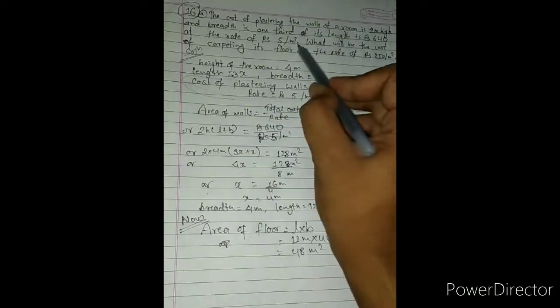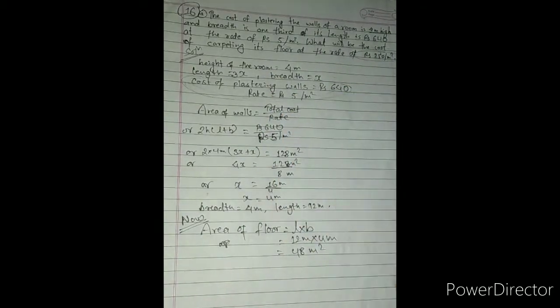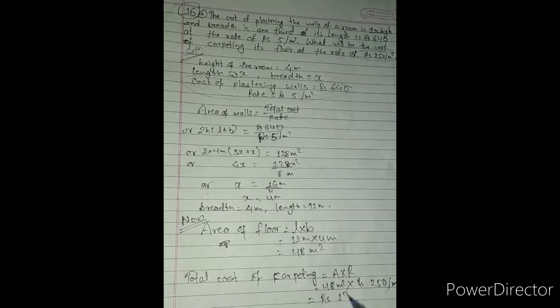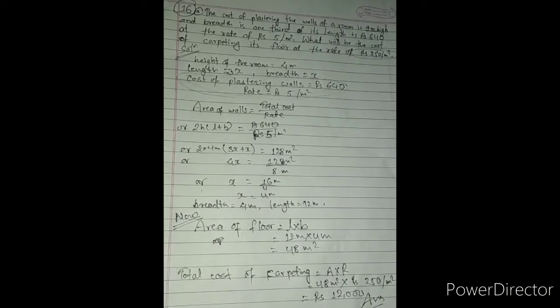Now after getting the area, the rate is given as rupees 250, so we can find the total cost of carpeting, which is area into rate. Area we have got is 48 meter square, rate is given as 250 per meter square. Now meter square can be cancelled. 48 into 250 is 12,000. Cost of carpeting is 12,000.